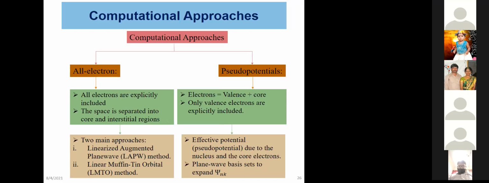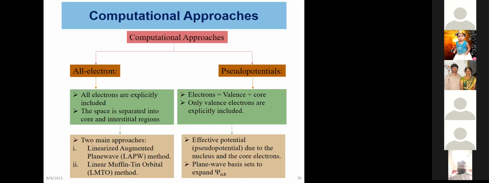And these valence electrons are what we have studied previously in our undergraduate classes, that these valence electrons are the ones which decide the property of the material. Okay. And in all electron methods, we have different ways of solving our quantum equation, by LAPW, that is the linearized augmented plane wave method, or we make muffin tin orbitals and do the calculations. And in the pseudo potential method, we have an effective potential, that is an approximated potential of the real potential of the atoms, and we use a plane wave basis set for our wave function.